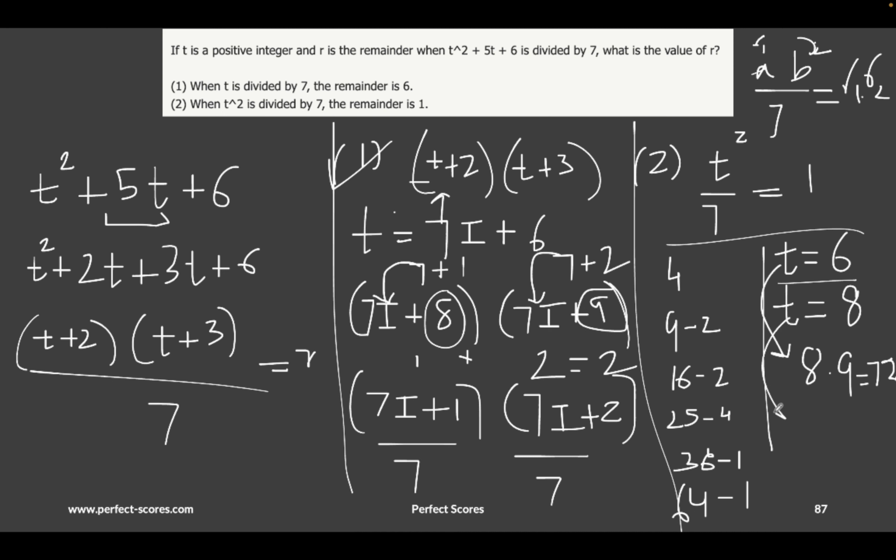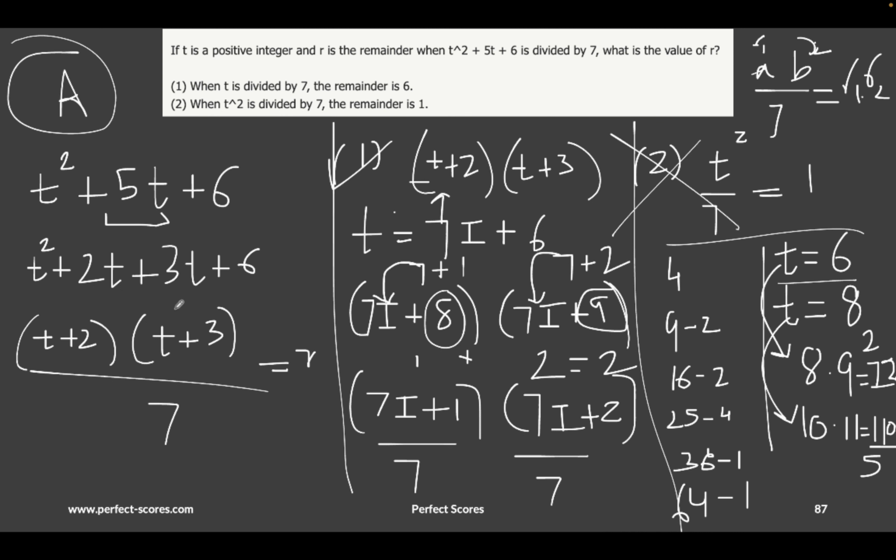And if you divide these two numbers by 7, you get different remainders. So for instance, here you get a remainder of 2. Here you get a remainder of 5, because 105 is divisible by 7. So you get two different remainders. That means this statement here is insufficient. Hence, only statement 1 is sufficient. So A is the answer.